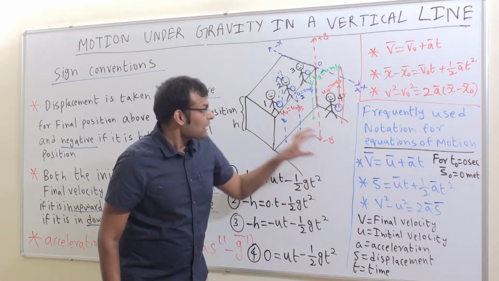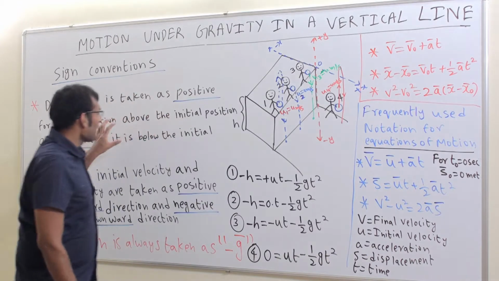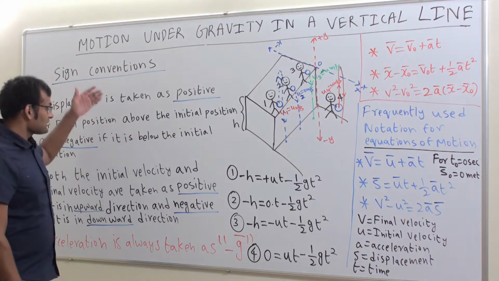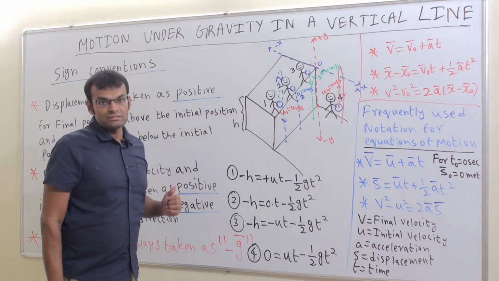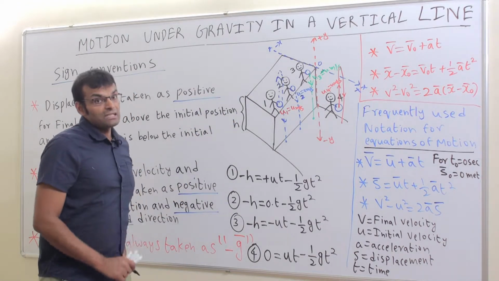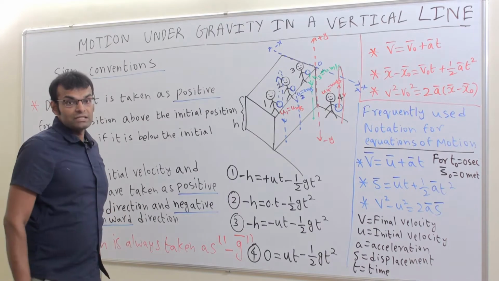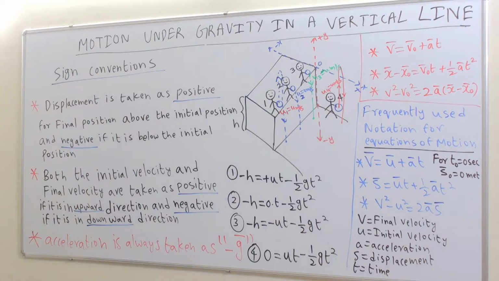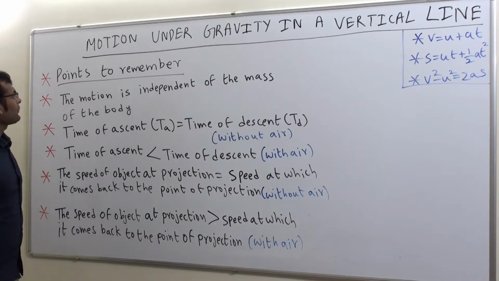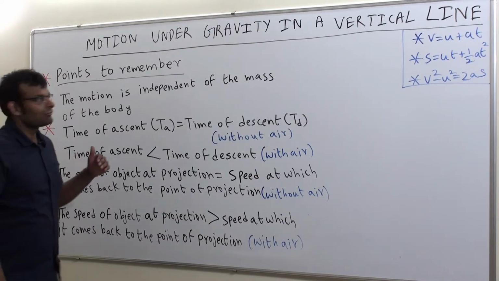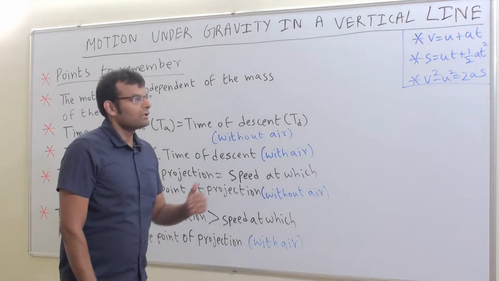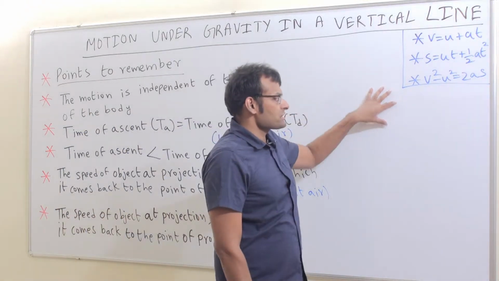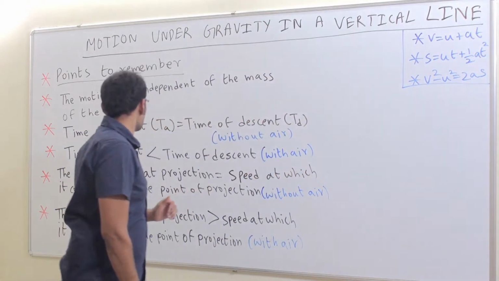Now you can clearly visualize how the formula is applied to each case by using the sign convention. These are the sign conventions which I am applying to all the four cases. Now let's see the points that we must remember while solving the problems related to motion under gravity in a vertical line. Anyway, I have written the equations of motion.